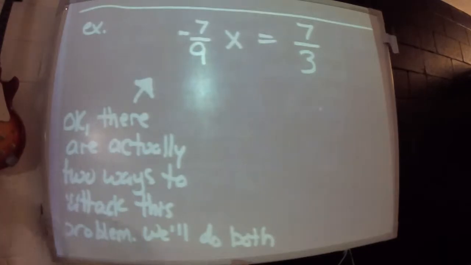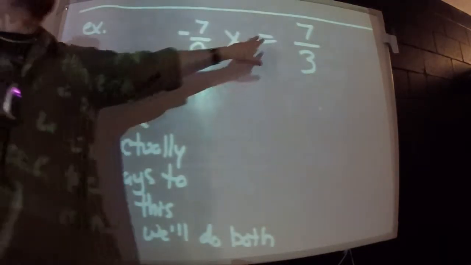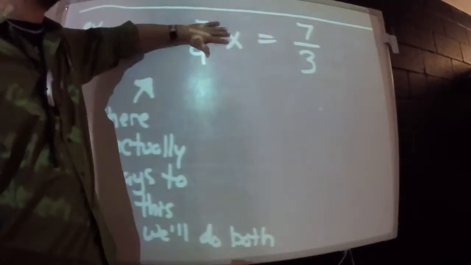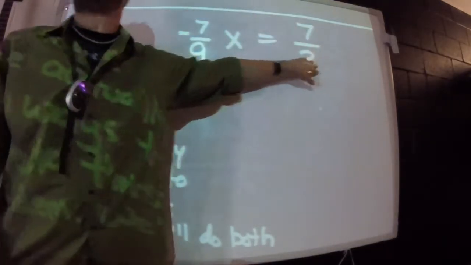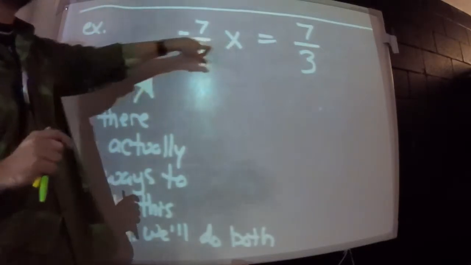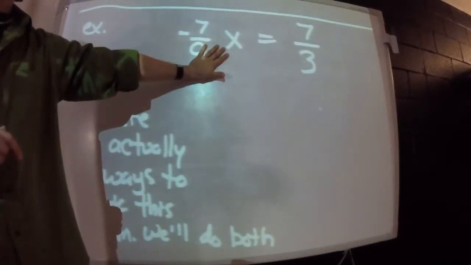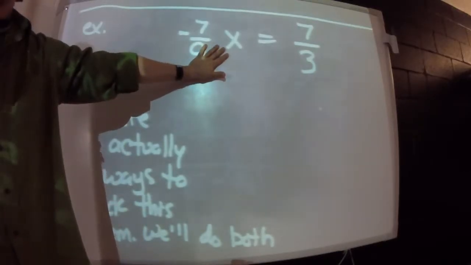Alright, here's a totally different problem. This is an equation. I know it's an equation because it has a left and right, because of this equal sign. I've got a left side and a right side. Now, where is the x piece? On the left. Okay, so I've got all this stuff over on the left. Is this one piece or is this two pieces? One piece.